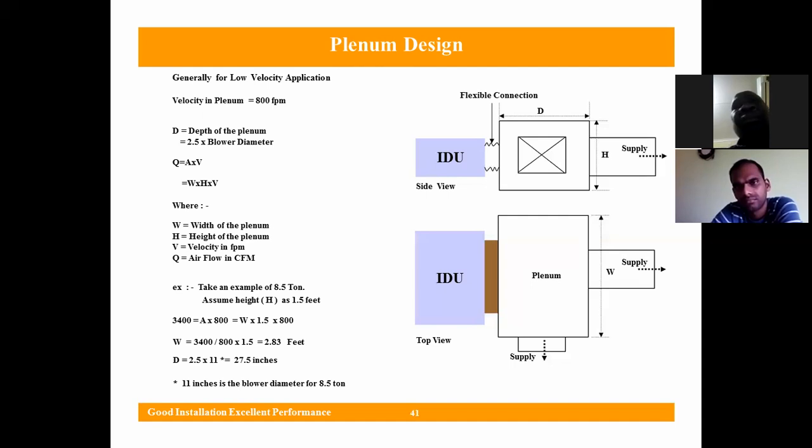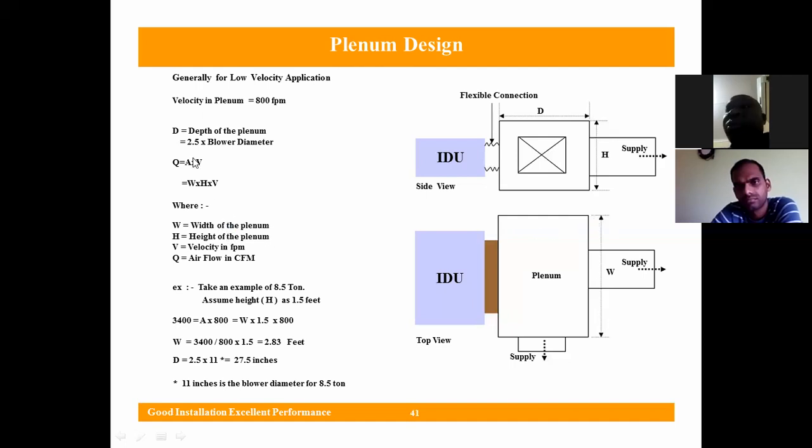Different blower diameter will be there. So when you are calculating the depth, you just multiply 2.5 with the blower diameter. You will be getting the depth of the plenum. So first we have solved. Next we have to find the height and the width.